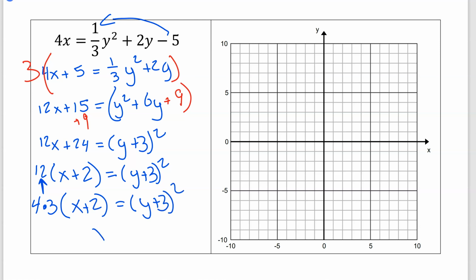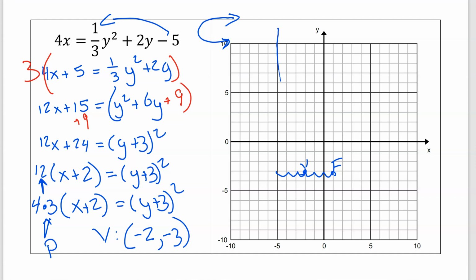There we have it. The vertex is at x is -2. The y value is -3. We know we are opening sideways because this is a y squared. And again, the p-value is 3, so again, that's our vertex. So if I count 3 spots to the right, I'll be at the focus. 3 spots to the left, I'll be at the directrix.